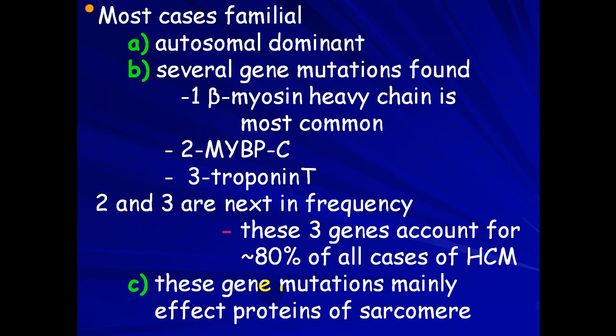In most cases it is familial, autosomal dominant. Several gene mutations, as we discussed, with 3 common types. The second is next in frequency, and these three genes account for about 80% of all cases of the cardiomyopathy. These gene mutations mainly, as we said, affect the sarcomere protein.